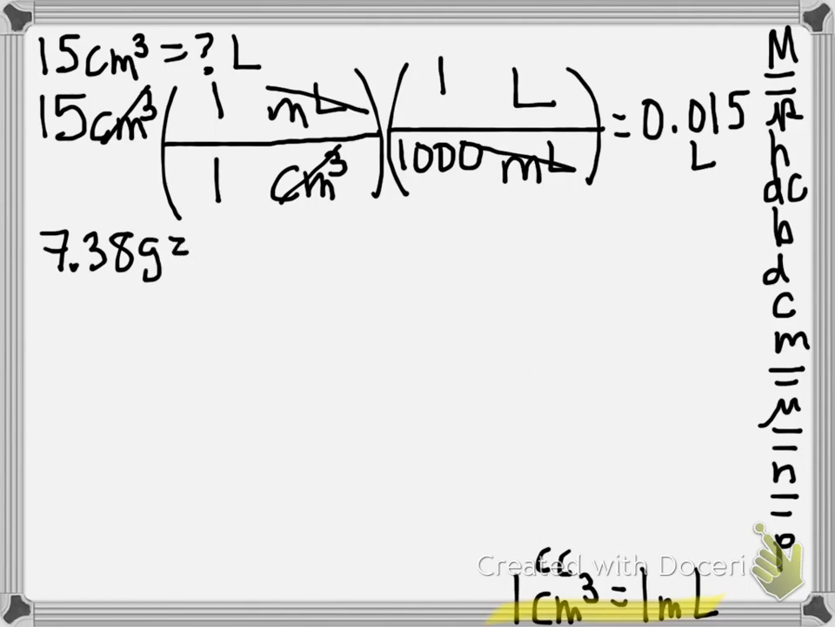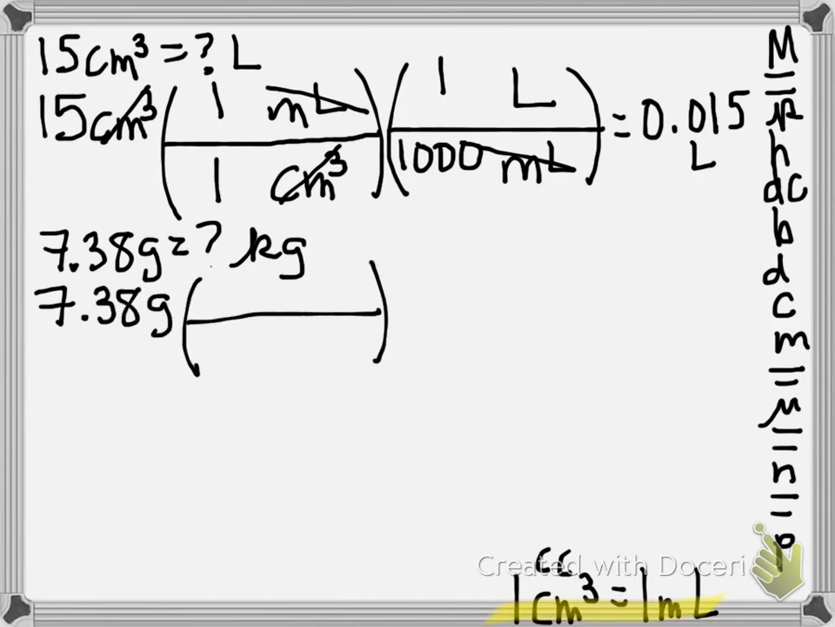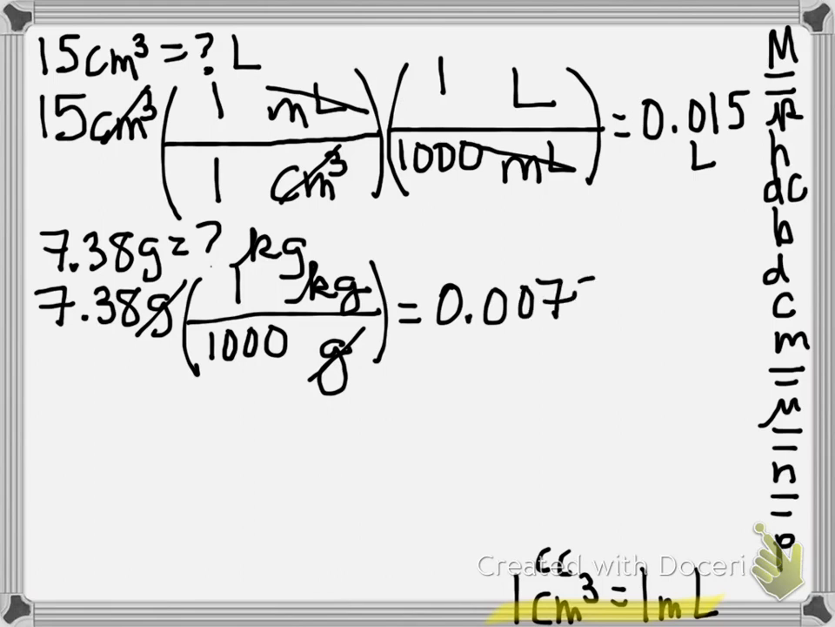7.38 grams is how many kilograms? 7.38 grams. Grams goes in the denominator, kilograms goes in the numerator, grams will cancel out. A kilogram is larger, it's 1,000 grams, which means I'm going to be doing division, which means that our answer is, okay, decimal, 0.00738 kilograms.